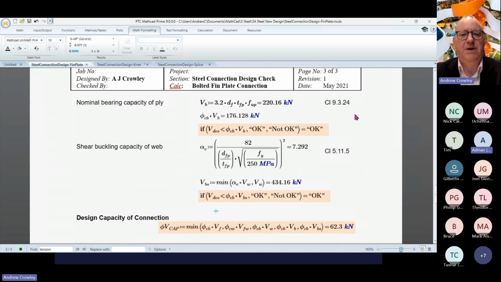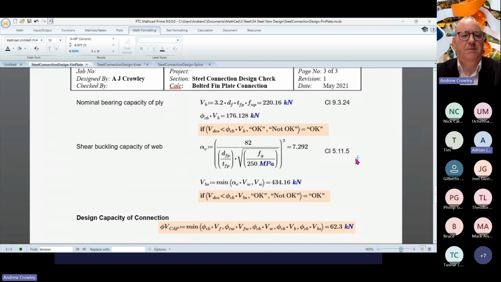So you've got bolts bearing on the ply of the thin plate, and so the bearing capacity when given a strength reduction factor is 176. And we've got our bearing capacity simply by the diameter of the bolts with the thickness of the plates multiplied by the tensile capacity of the steel.